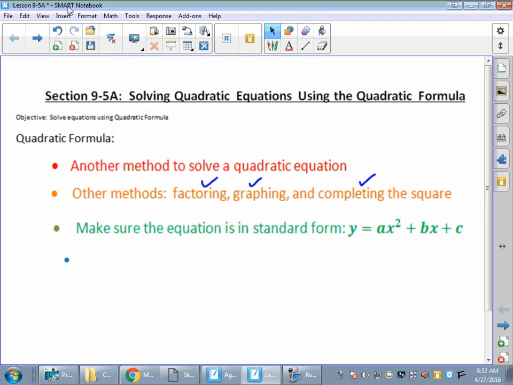First thing that you want to do when you're doing quadratic formula is make sure that your equation is in standard form. So it's equal to 0 or it's equal to y. One thing about the quadratic formula is it always works.